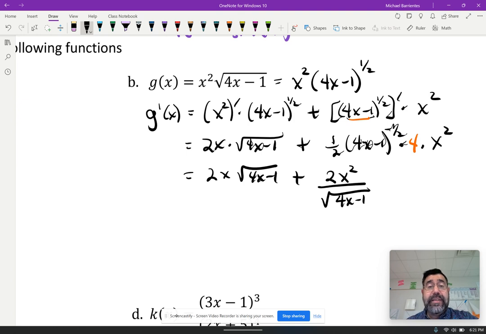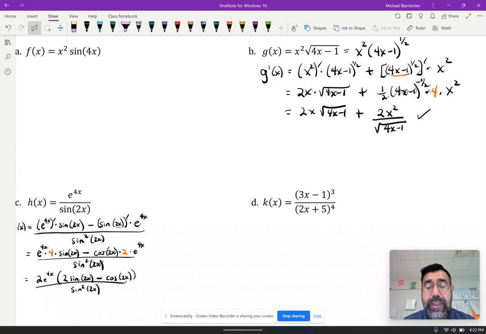Some multiple choice options might want us to combine these fractions and get a common denominator and then go from there. But this is my derivative. So if I asked you to find the slope of the tangent line for g of x at x equals 1, well, now I have my formula that if I substitute 1 wherever I see an x, I can find the slope of that tangent line.